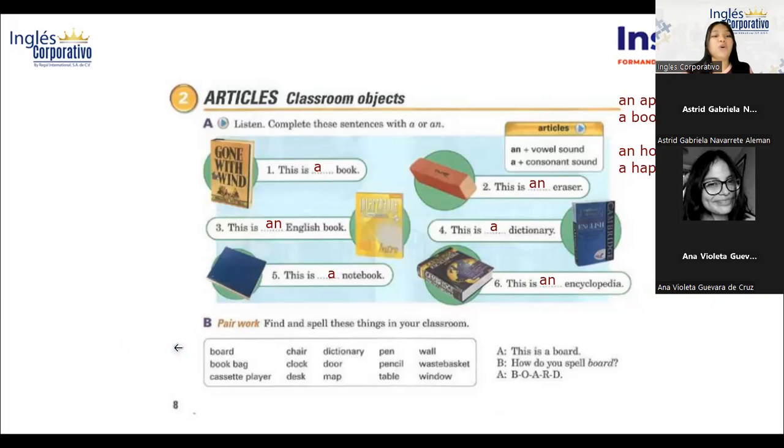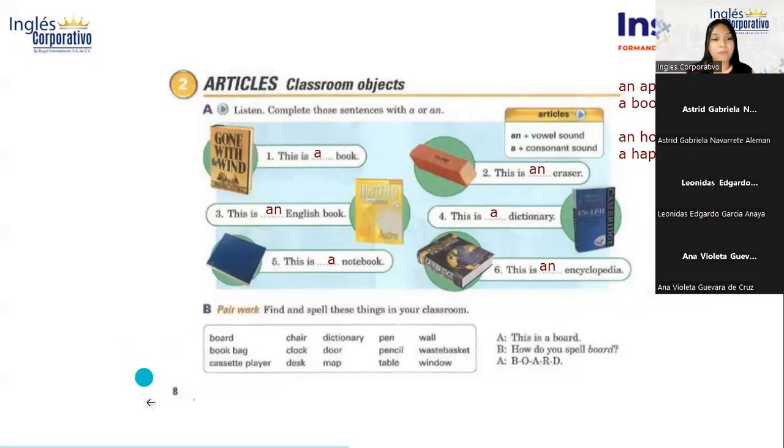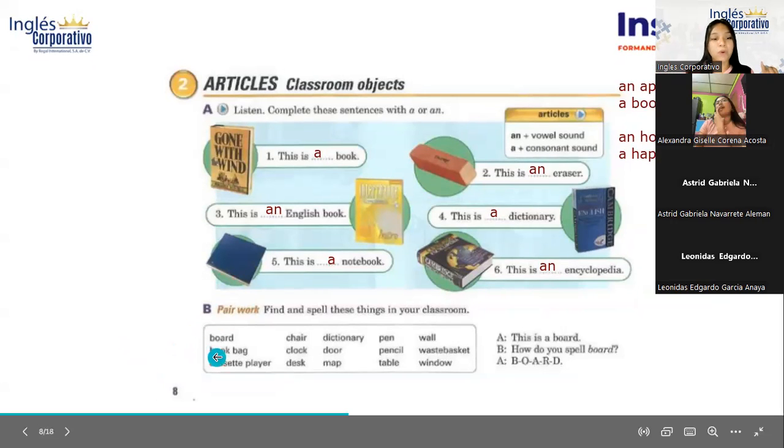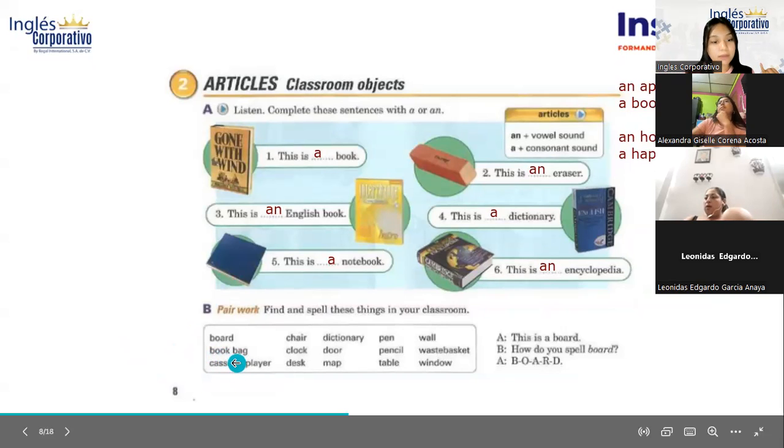So, how do you spell board? B-O-A-R-D. Okay, book bag. How do you spell book bag? B-O-O-K B-A-G. How do you spell cassette player, guys? Cassette player.